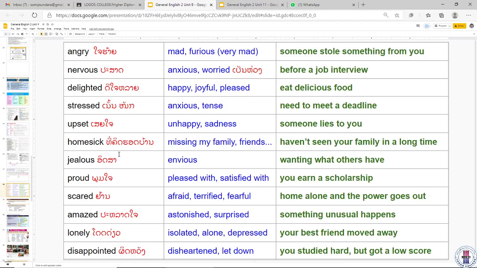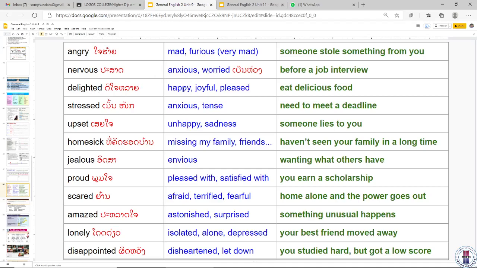Here, I kind of translated some for you. Sorry if some of the translations might be wrong. I used Google Translate, so I tried my best. All right, angry, nervous, delighted, stressed, upset. All right? And the ones in blue, these are synonyms. Synonyms are words that are also similar. Instead of saying angry, you can also say mad or furious. Right? Instead of saying nervous, you can also say anxious or worried.